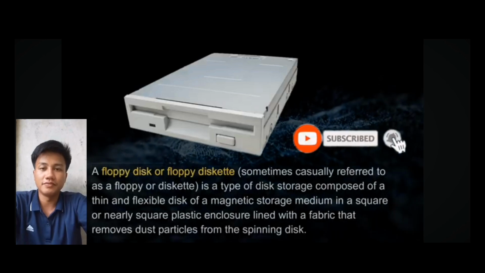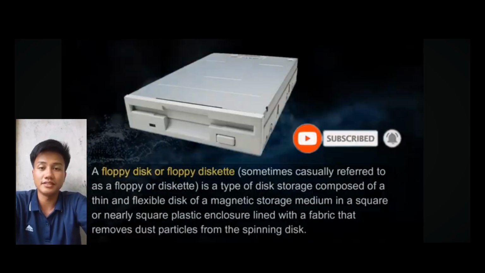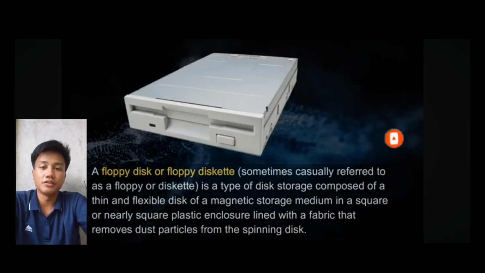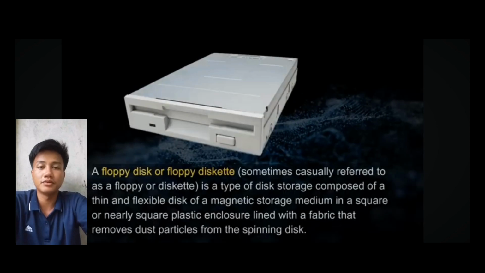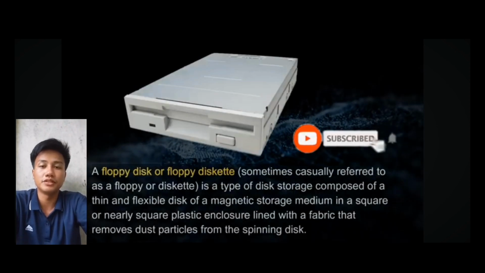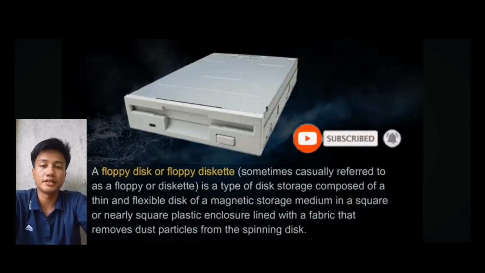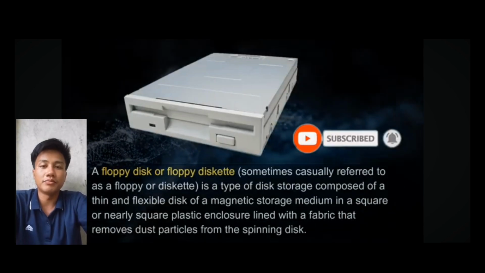Floppy disk. A floppy disk, or floppy diskette, is a type of disk storage composed of a thin and flexible magnetic disk in a square or nearly square plastic enclosure, lined with a fabric that removes dust particles from the spinning disk.